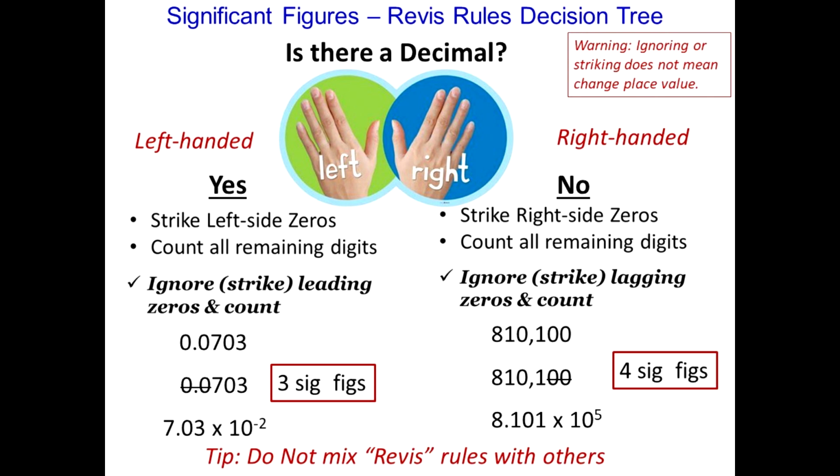And you'll hear me summarize it as left-handed and right-handed. So everyone follows: in the decision tree, if it's left-handed, strike the front zeros and count. If it's right-handed, which means no decimal, strike the right zeros and count. But you must maintain place value. This is critical.